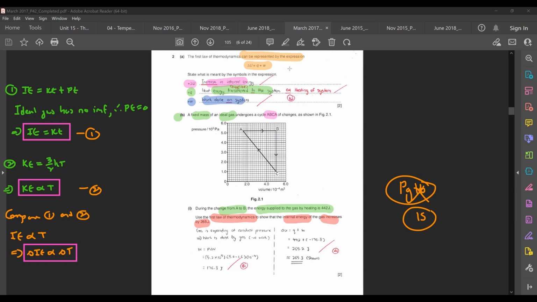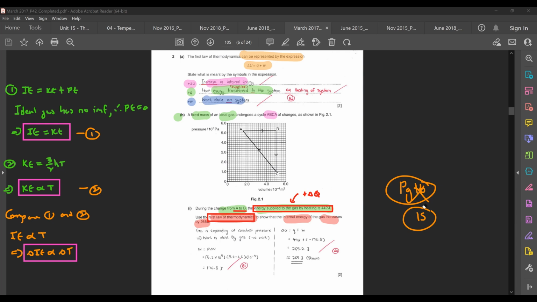Now, you are supposed to consider only changes from A to B. For changes from A to B, they've already told you that the energy supplied to the gas by heating is 442 joules. So this one already tells you is positive delta Q because heat is supplied to the system. From there, you're supposed to use the first law of thermodynamics to show that the internal energy of your gas actually increases by 265 joules.